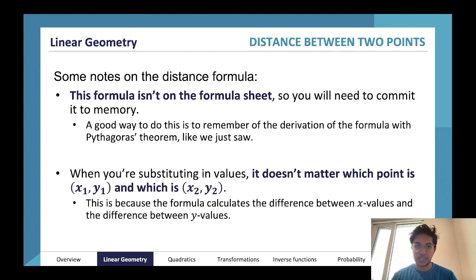And when you're substituting points, it doesn't matter which one is x1 and y1, which one is x2 and y2. It's because you're finding the difference between x values and the difference between y values. So you're finding the absolute difference, right? The difference between 5 and 0 is the same as the difference between -5 and 0. To go from 0 to -5, I need to travel 5 steps back. It's not too different from going from 0 to 5, because all you need to do is travel 5 steps forward. Really, it's the direction that has changed, if that makes sense.